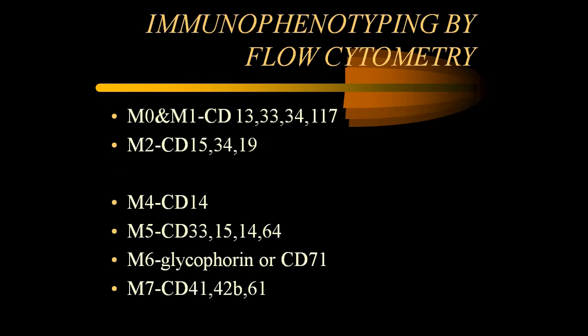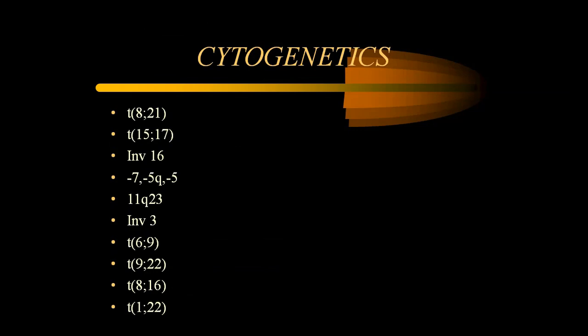Immunophenotyping by flow cytometry can also be done. M0 and M1 blasts will be positive for CD markers 13, 33, 34 and 117. M2 will be positive for 15, 34 and 19. M4 for CD14, M5 again CD33 and CD14, M6 for CD71 and M7 CD61. Cytogenetics: the chromosomal translocations which I spoke about in the first category, 8;21, 15;17, inversion 16, all that can be assessed by cytogenetics and karyotyping.